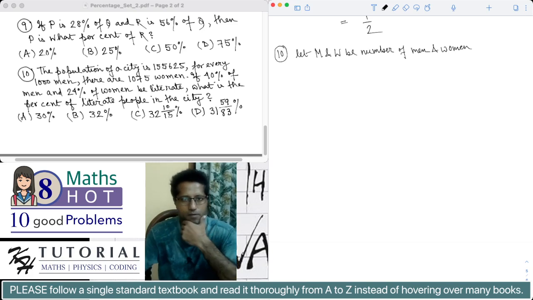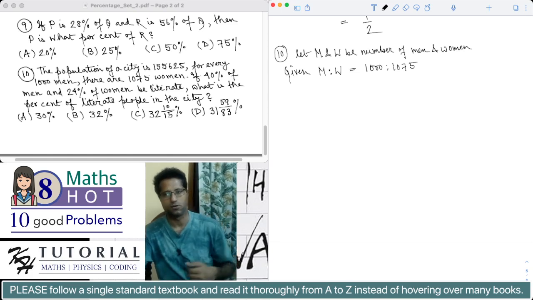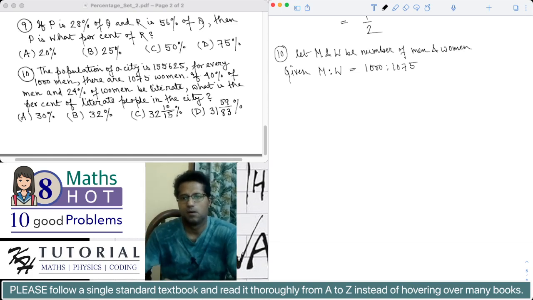So, for every 1000 men, there are 1075 women. I am not sure, but I think it means that the ratio of the number of men to women is 1000 is to 1075. From this ratio, we can easily find the number of men and women because we know the total population.